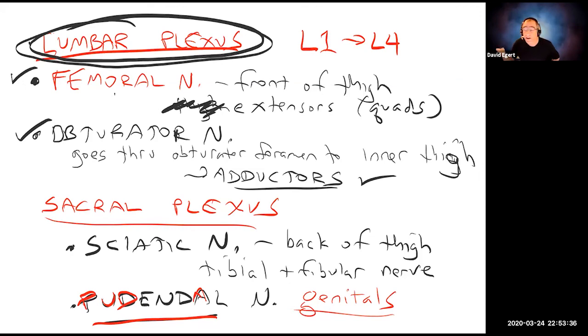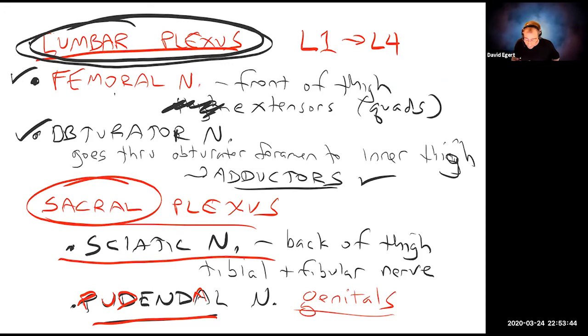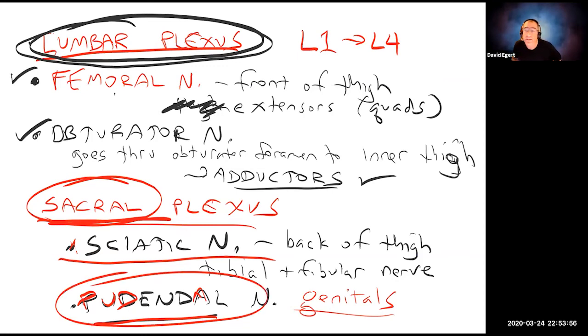And again, on a picture, if you see a nerve that's originating from the sacral region and then just going down the back of the leg, you know it's the sciatic nerve. If you're looking at a nerve that's starting from the sacral region and just loops right into the genital area, it's the pudendal nerve.